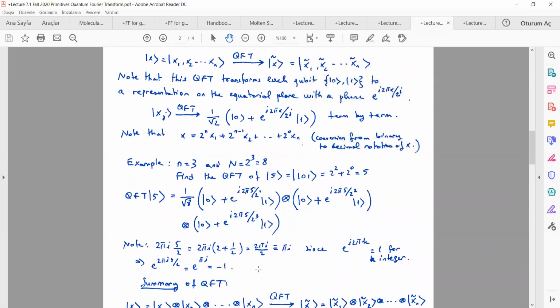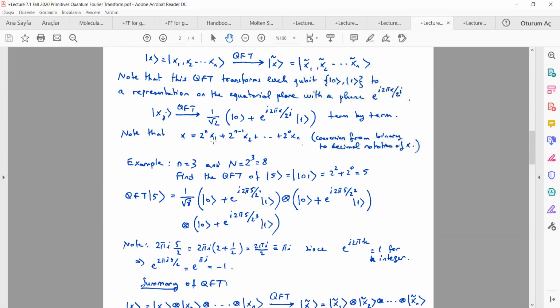Another additional note: x over here is in decimal notation, right? So if you have a string of bits x1, x2, up to x sub n, in binary form, you would be able to denote this in decimal notation. If you want to convert a binary string to a decimal number, right?